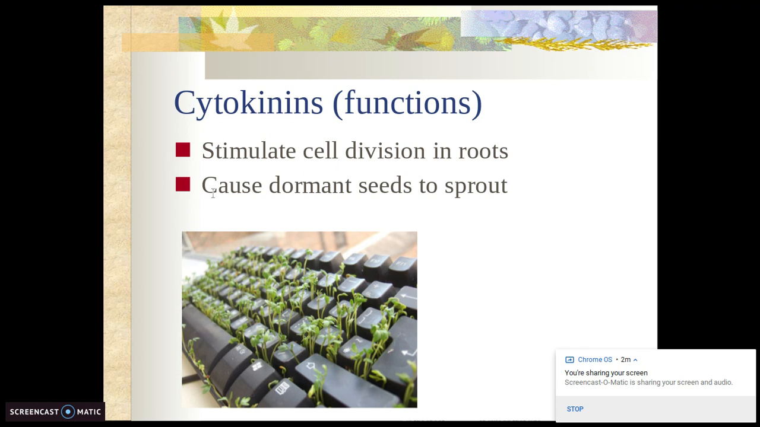If we look here, it says it causes dormant seeds to sprout. A dormant seed is not sprouting, but this hormone cytokinin causes cell division, which starts the plant growth because cell division helps the plant to grow.